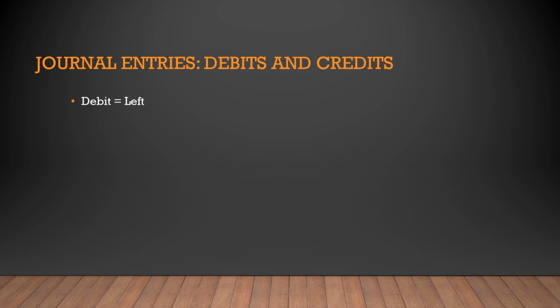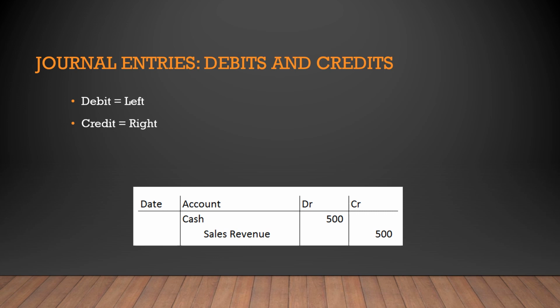In actuality, debit just means left, and credit simply means right. Here we see an example of a journal entry for recording cash sales to our customers. The debit to cash means that we put that amount in the left column, and the credit to revenue means we put that amount in the right column.